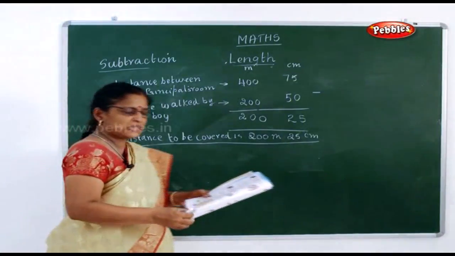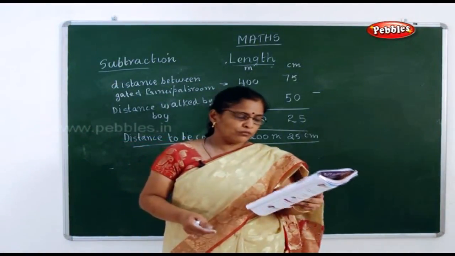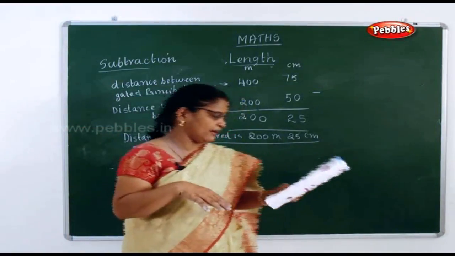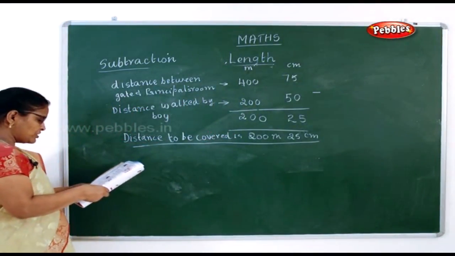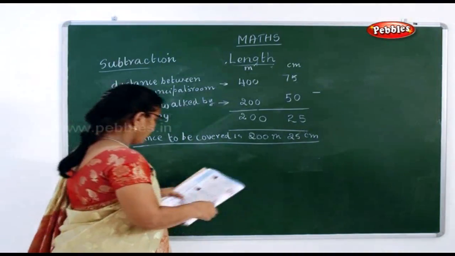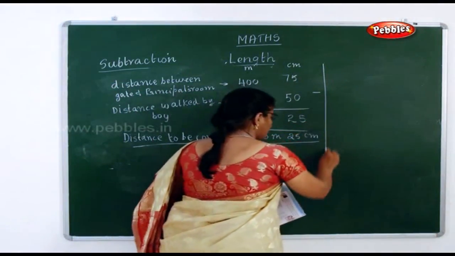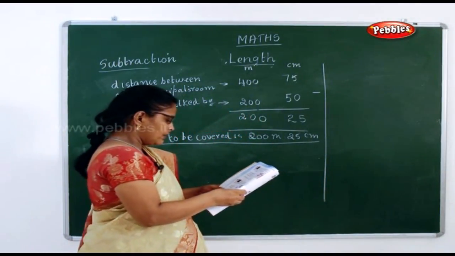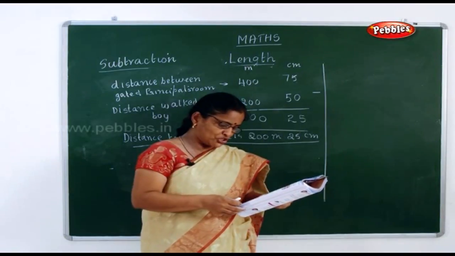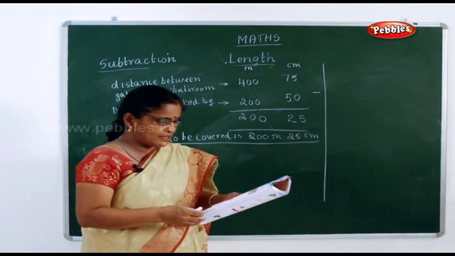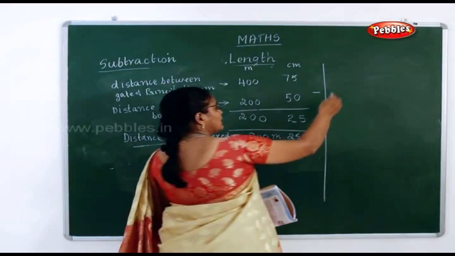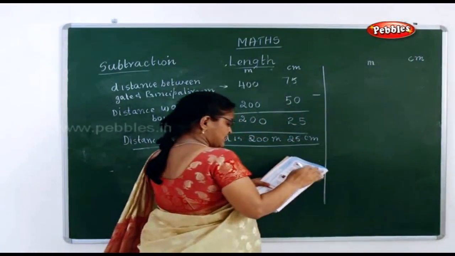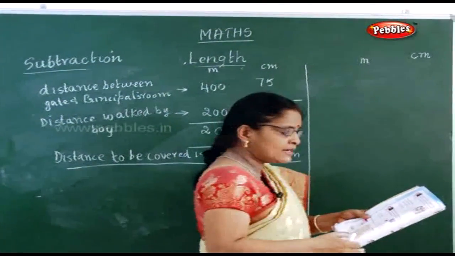Now the next sum, one more sum they have given as practice. See, mother bought a roll of ribbon. You know what a ribbon is? You use it to tie your hair. She bought a ribbon measuring 10 meter. If she cuts a piece of ribbon measuring 2 meter and 50 centimeter. So now you have to write meter and centimeter immediately, because in that sum it is given in meter and centimeter.